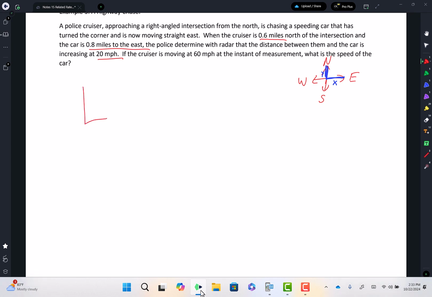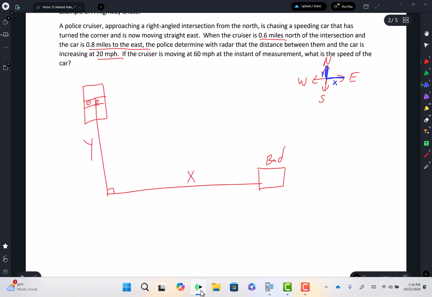Here is the cop car. I wanted to be a cop when I was little. I don't know if you guys know that. And here's the bad guy, because it says it's moving east. So there it is. It's moving east. So I'm going to say this is X. I'm going to say this is Y. Here's the radar. I'm going to call it Z. So let me put here on the side what we know.